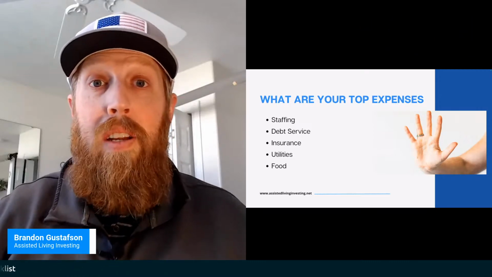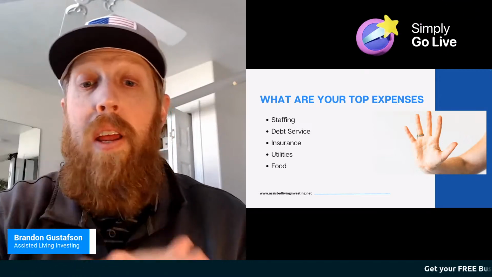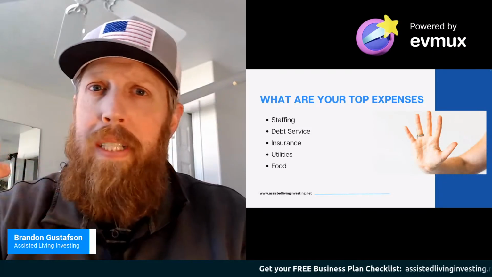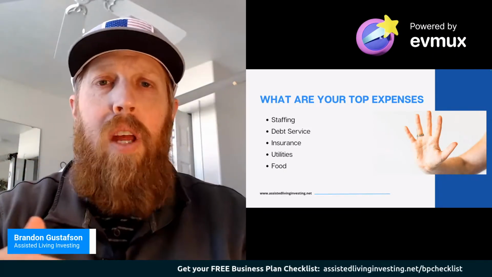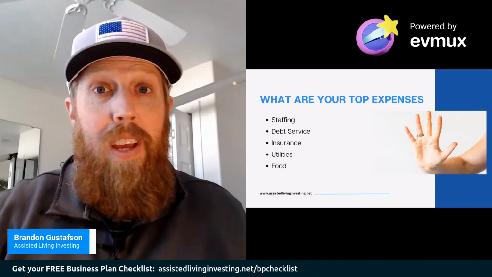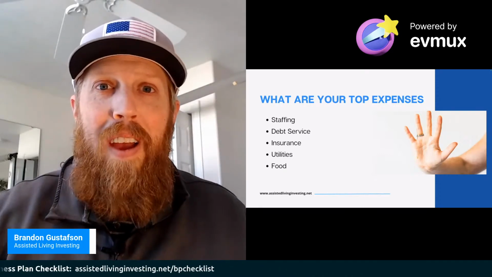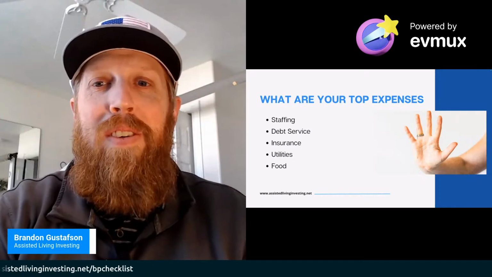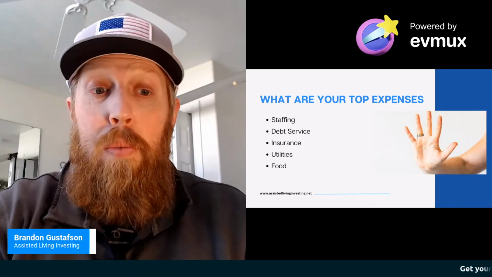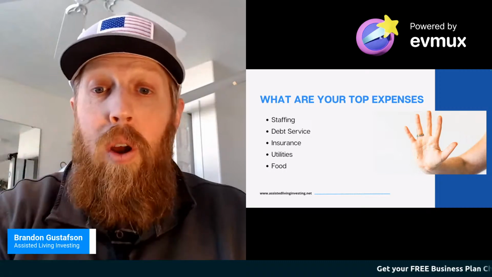You want to have that insurance in place. Number four is your utilities. So this is gas, electric, water, TV, those types of things. We'll get into that here in a few minutes as well. And then food, you got to feed your residents and make sure that they have the food that they need. That's part of the service that you're providing. So those are the five things that we are going to be talking about.